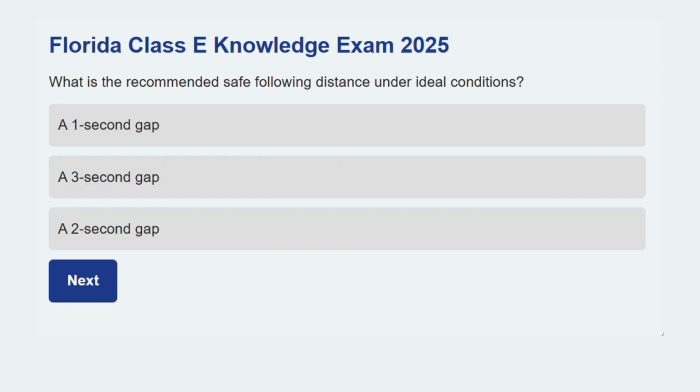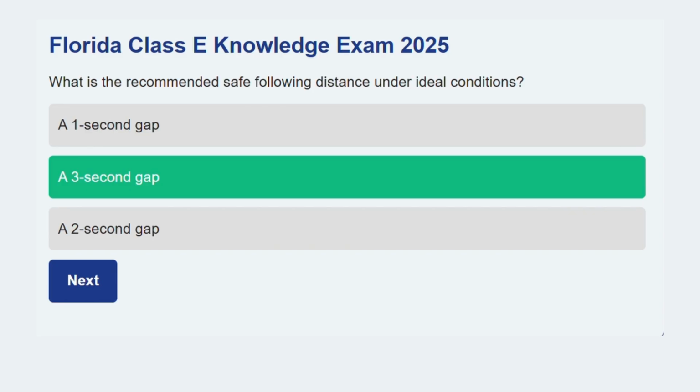Moving ahead, what is the recommended safe following distance under ideal conditions? A 3-second gap. The 3-second rule provides adequate stopping time in good weather.